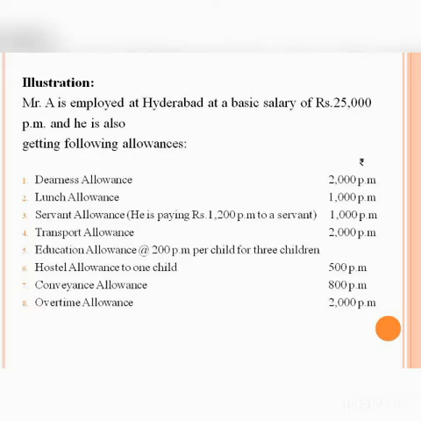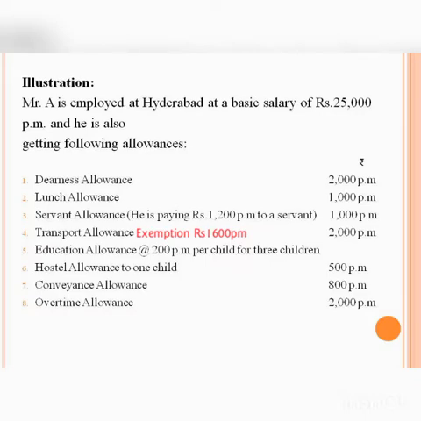Now number 4, transport allowance. When it comes to transport allowance, you have to remember that it is partially taxable. That means there is an exemption. Transport allowance to any employee, whether government or private, shall be exempted up to rupees 1,600 per month. How to deal with that exemption, I'll discuss when we are doing the solution.